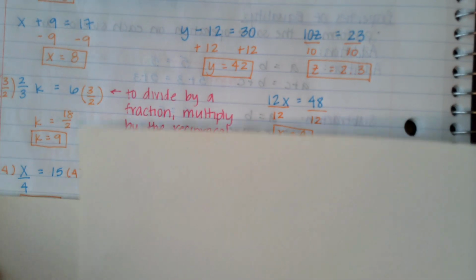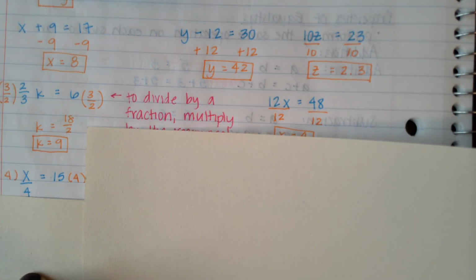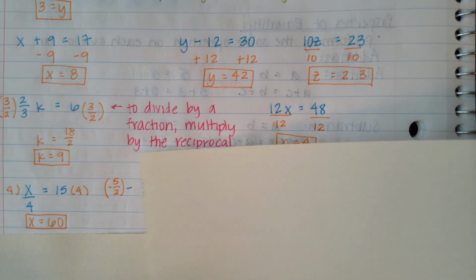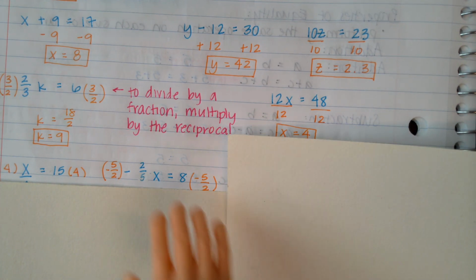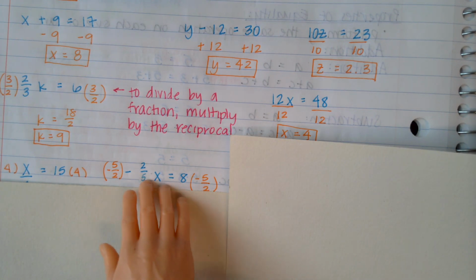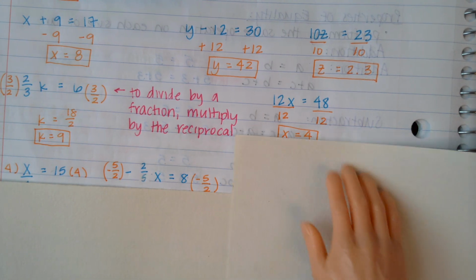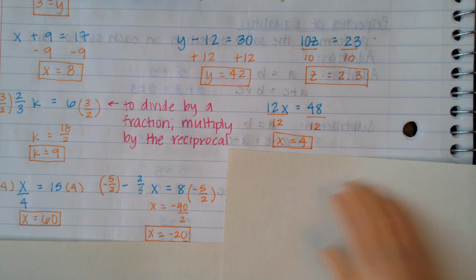A few more here. X over 4 equals 15, so we need to multiply by 4 on each side to get x equals 60. Negative 2/5 x equals 8. Again, to divide by a fraction, multiply by the reciprocal, and the negative is in front of this coefficient, so it stays with the number that we use on each side to get x equals negative 20.